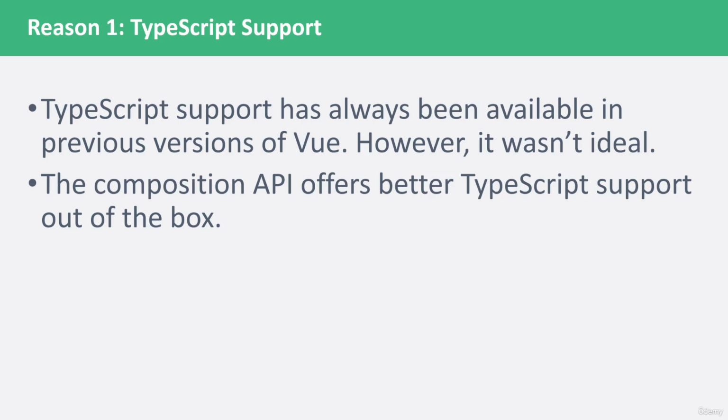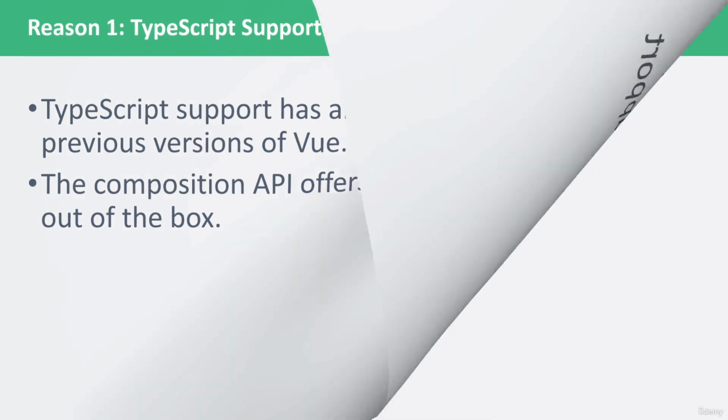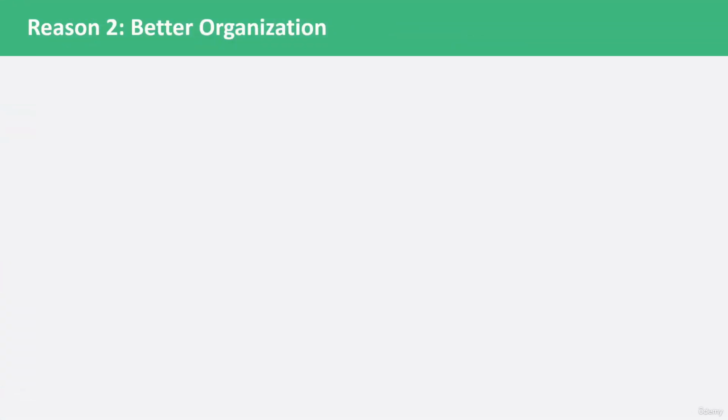If you're not familiar with TypeScript, that's perfectly fine. The Composition API can be written in plain JavaScript. It isn't necessary to install TypeScript for writing components with the Composition API. The second reason is for better organization. The Options API works well for small to medium-sized components. Sometimes you'll create large components where organization may become an issue.